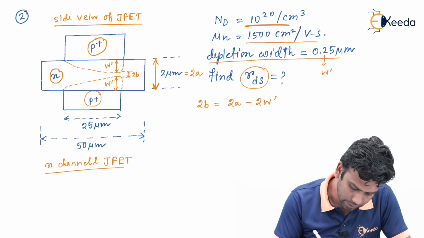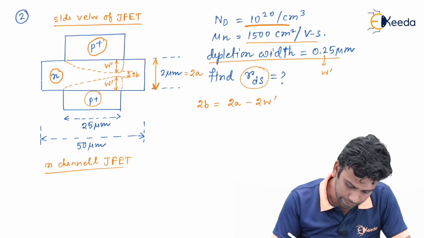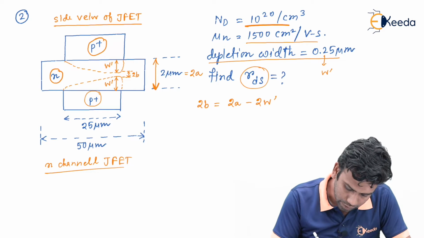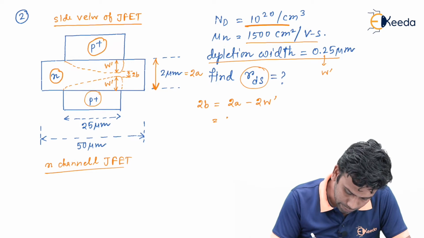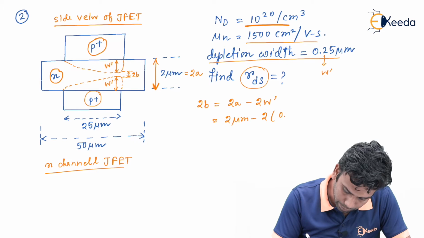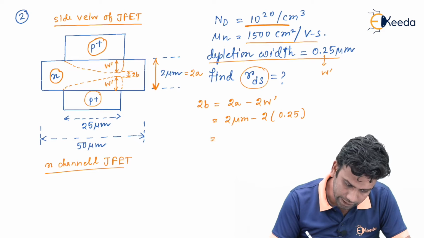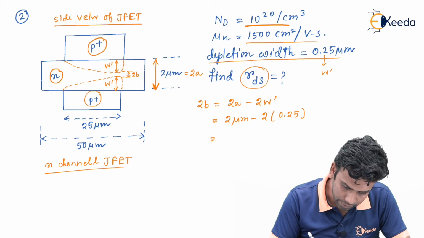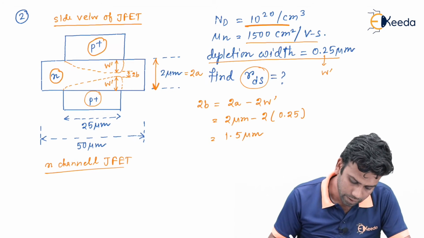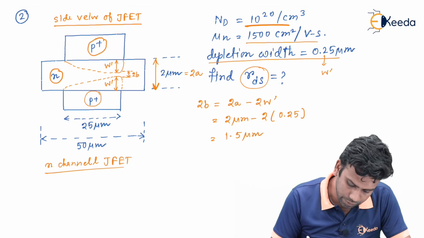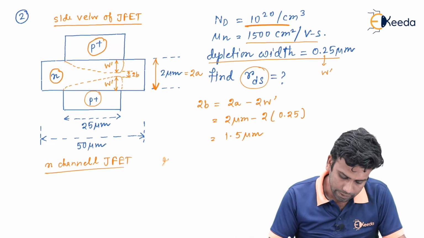near this terminal. So 2B can be given as 2A minus 2W dash, where 2A is given as 2 micrometer and W dash is given as 0.25 micrometer. So we can find that it will be 1.5 micrometer. So 2B can be found in this way.